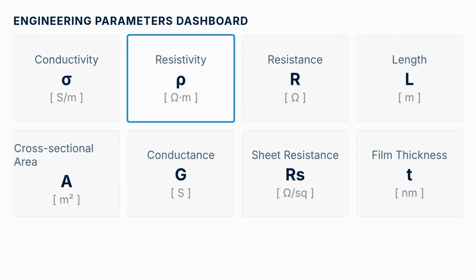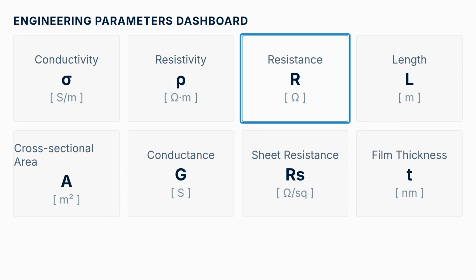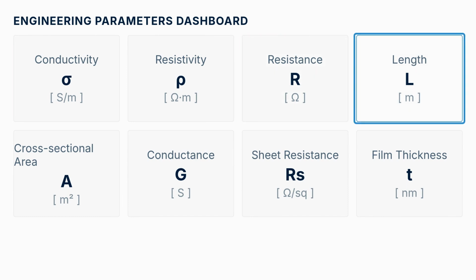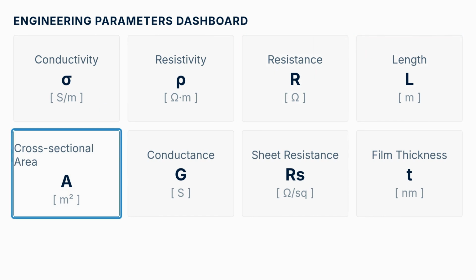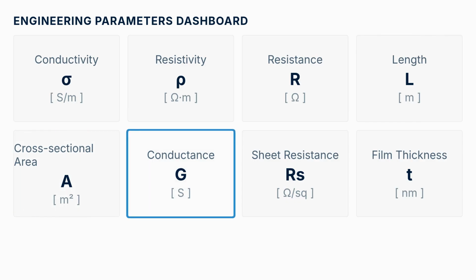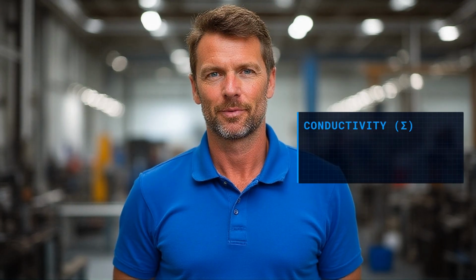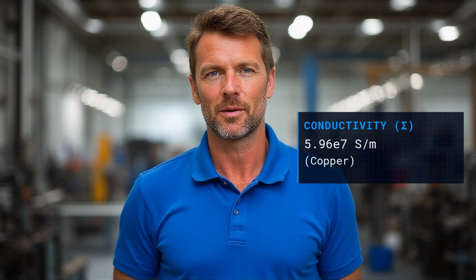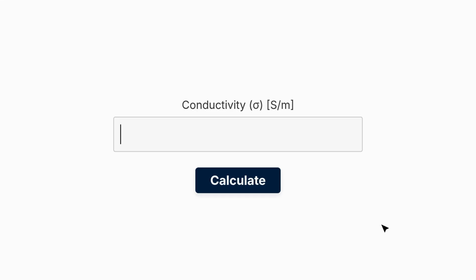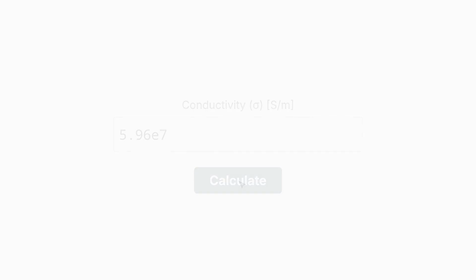The input fields include conductivity sigma, resistivity ρ, resistance R, length L, cross-sectional area A, conductance G, sheet resistance Rs, and film thickness T. For our example, I'll enter a conductivity value of 5.96E7 Siemens per meter, which represents copper at room temperature. After clicking Calculate, the results show a resistivity ρ of 1.6779E-8 ohm meters and confirms our conductivity sigma at 5.9600E+7 Siemens per meter.